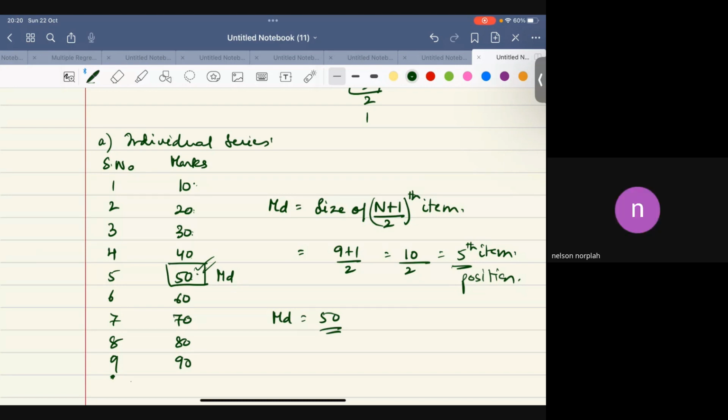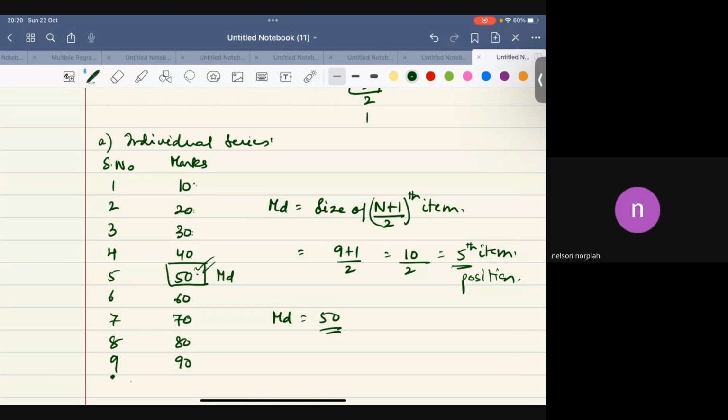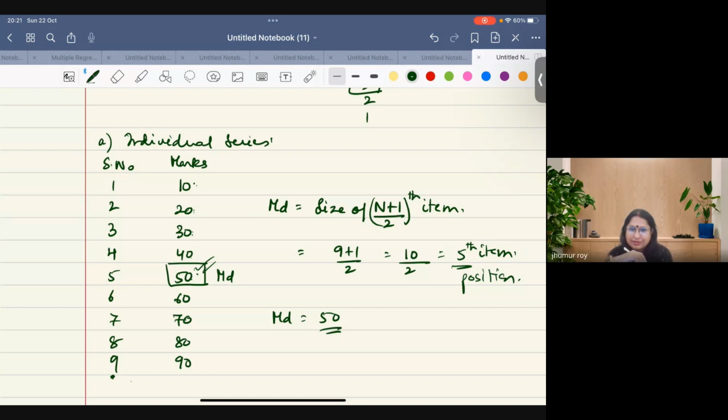I have a question, ma'am. Does it mean that the median is also known as the middle number? Yes, middle number, correct. It's the middle value. We are just finding the middle value. Okay, is this clear?